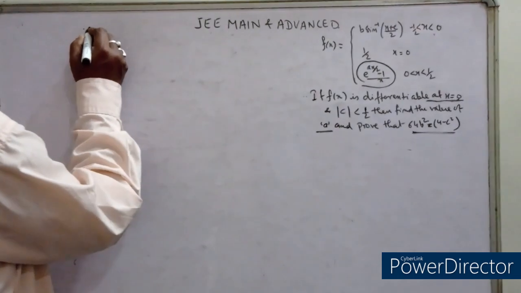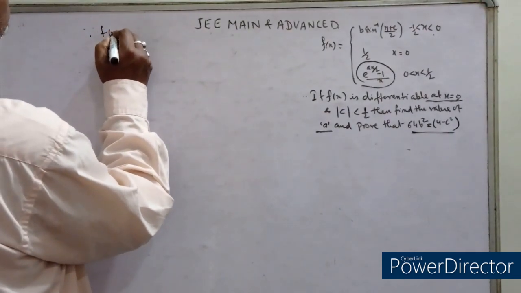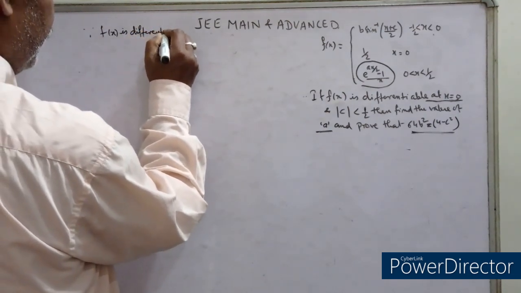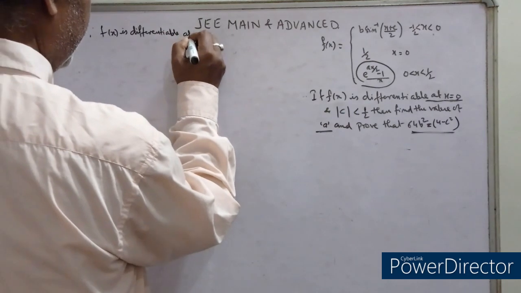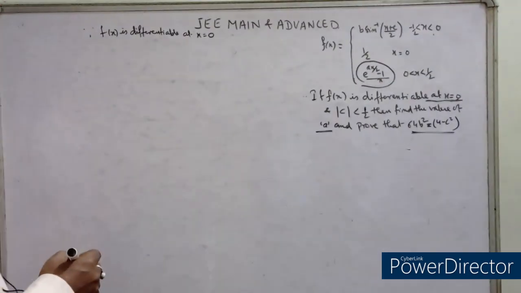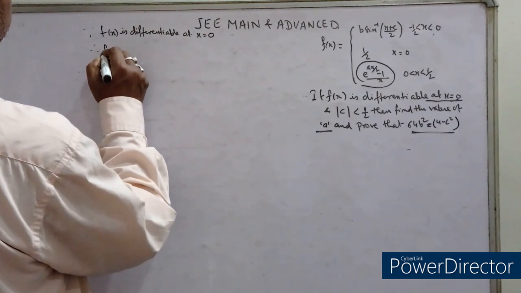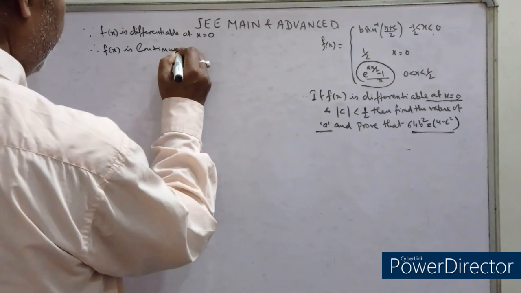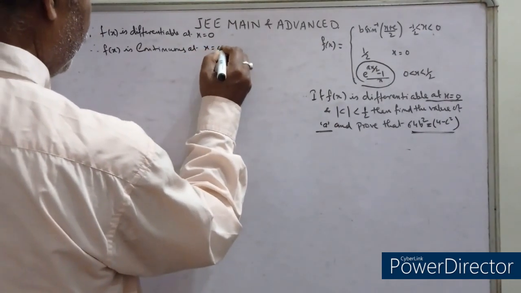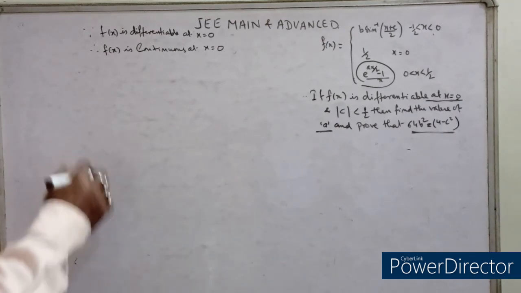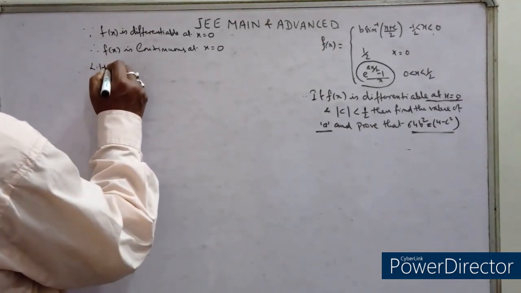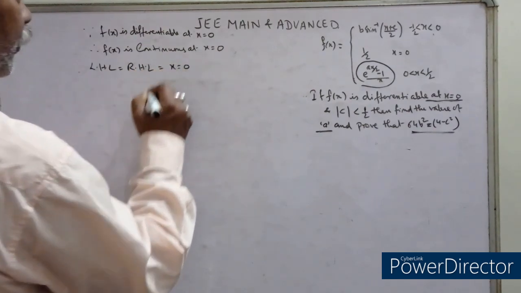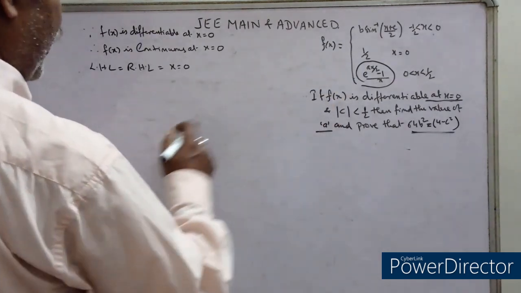Since f(x) is differentiable at x = 0, therefore f(x) is continuous at x = 0. That means the left hand limit is equal to the right hand limit, and this is equal to the value at x = 0. So I am proceeding from the right hand limit.